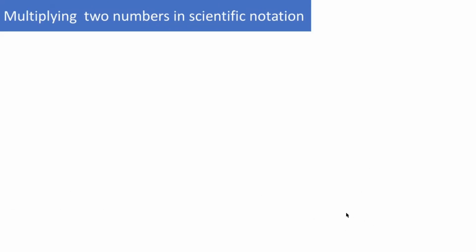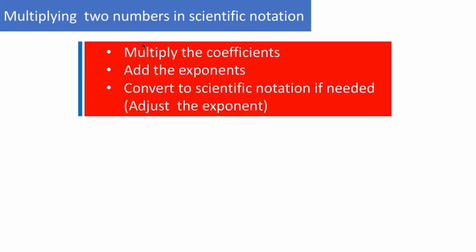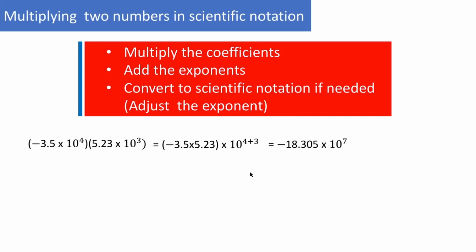Multiplying two numbers in scientific notation is a lot easier, because all what you have to do is multiply the coefficients, add the exponents. Remember, this is the only time where we add the exponents, is when you are multiplying the powers of 10. And then you convert to a scientific notation if needed. Let's see, I'm going to multiply these two numbers. So I multiply the coefficients. Look what happened to the exponents. 4 plus 3, 4 plus 3. You get this answer. Now this is not in scientific notation.